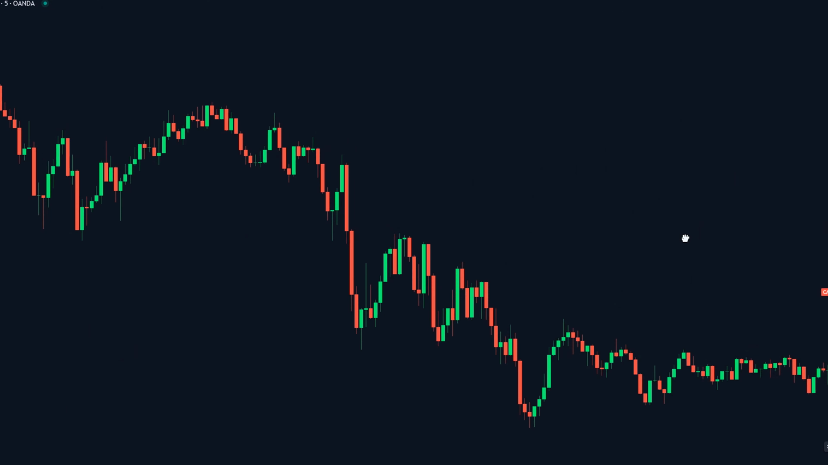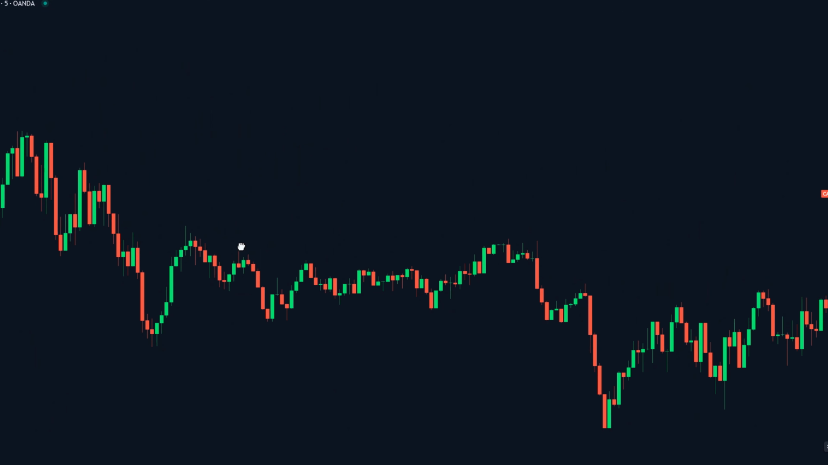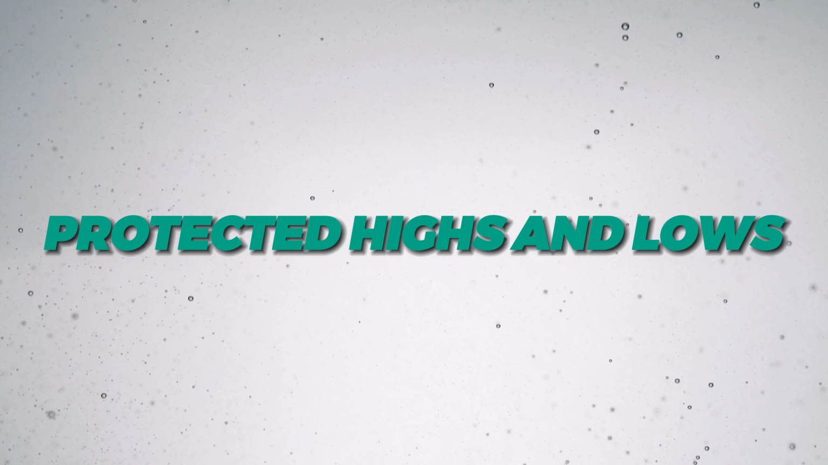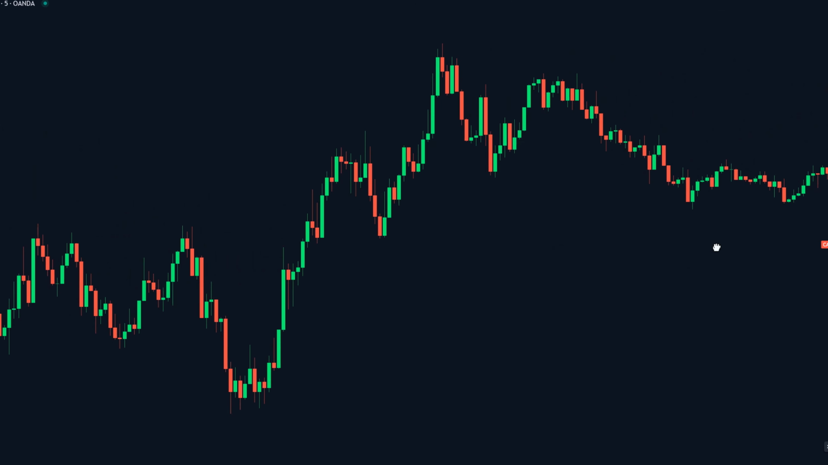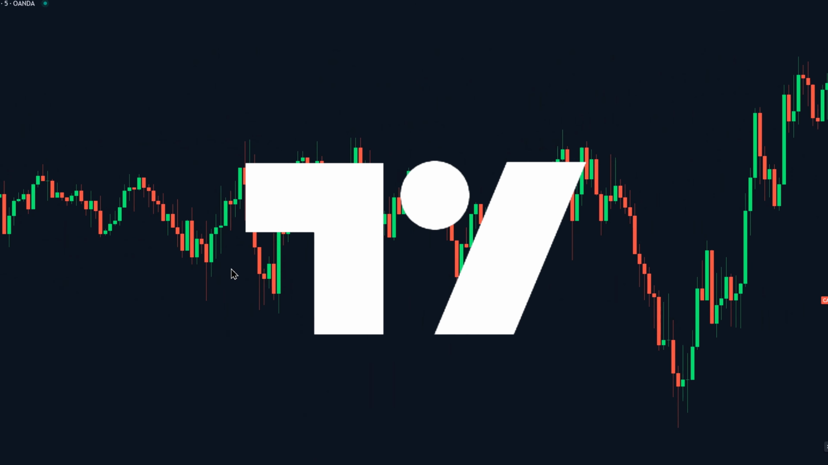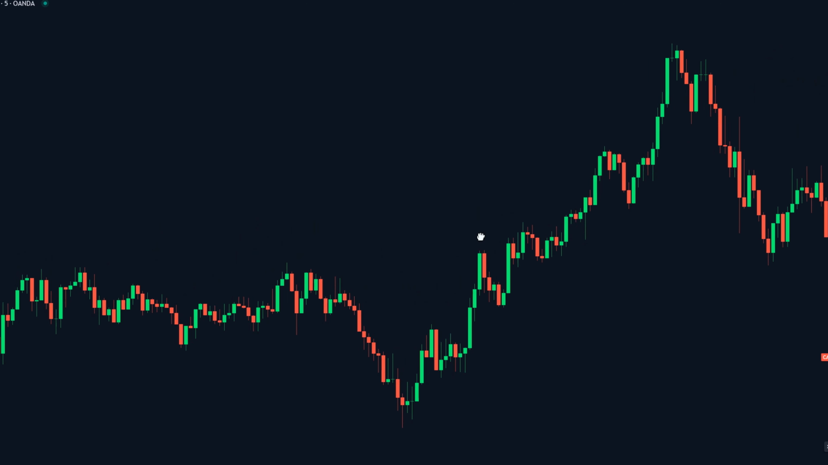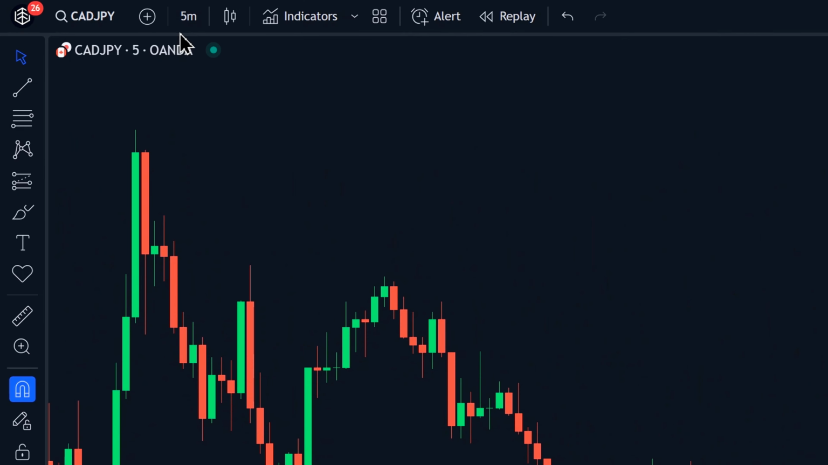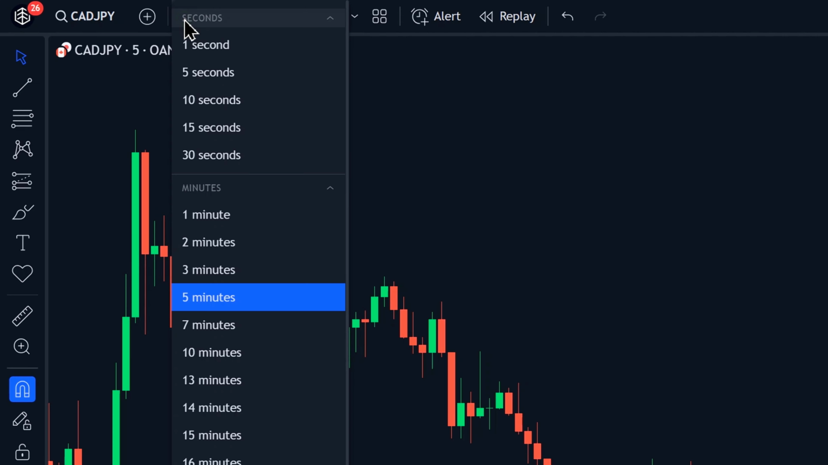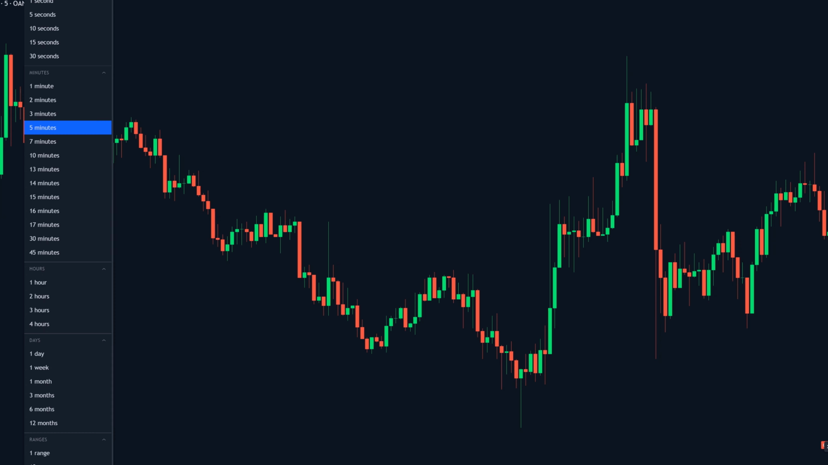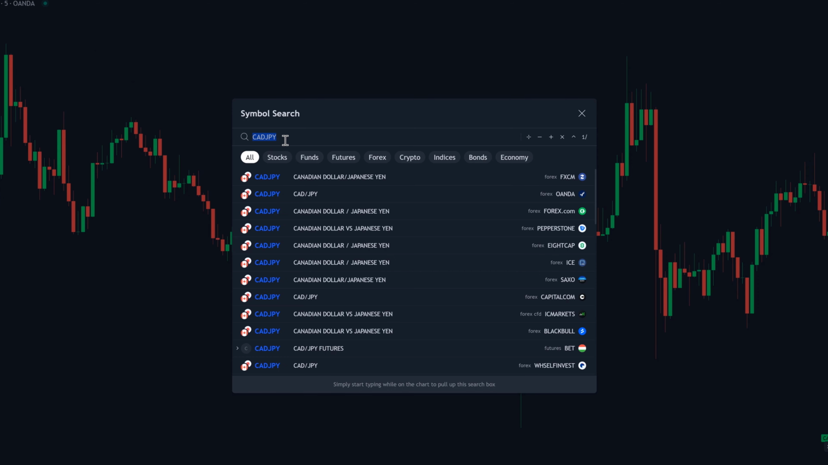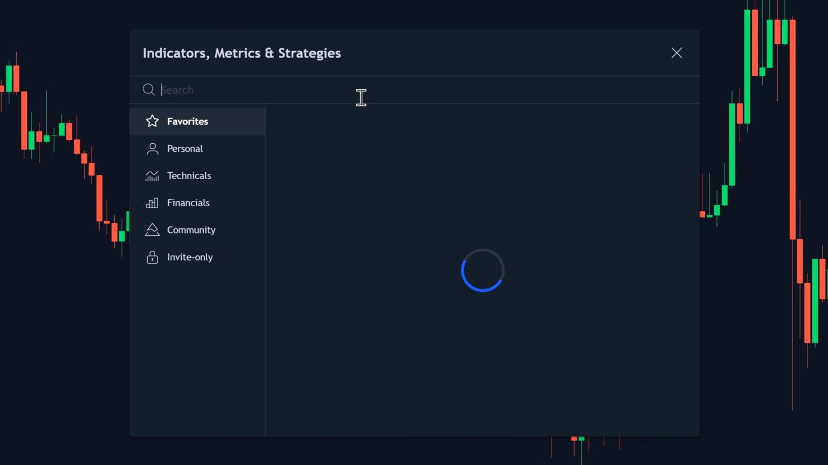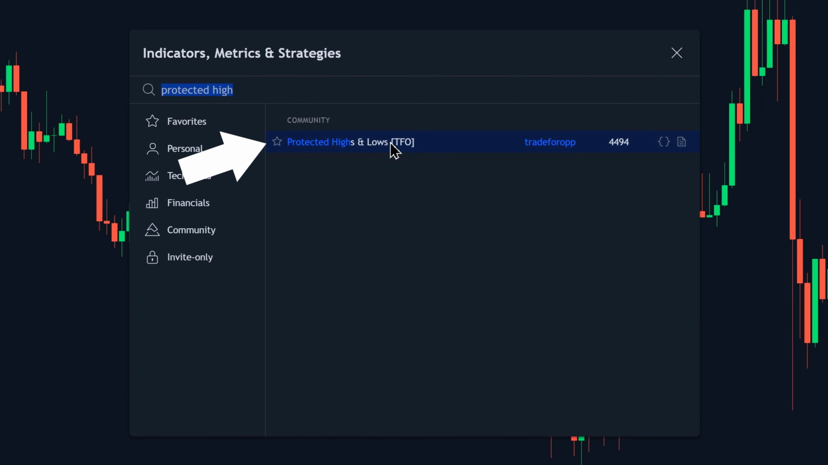Let's get into it. Now, the main indicator of this strategy is called protected highs and lows. To add it to your chart, you're gonna go to TradingView, which is the trading platform that I'm gonna be using. If you need to sign up, the link for that will be in the video description. Next, you wanna load the 5-minute time frame of any trading security that you like. But you're not gonna be limited to this because this strategy can actually work on any time frame. Then click on indicators and type in protected highs and lows. And it's gonna be this one by Trader 4Up.